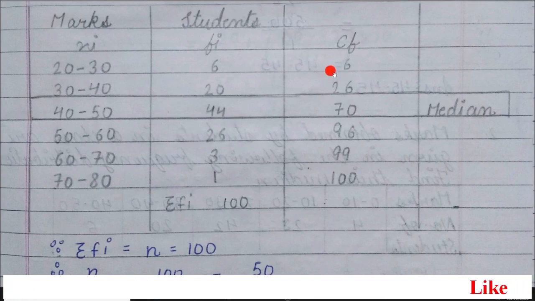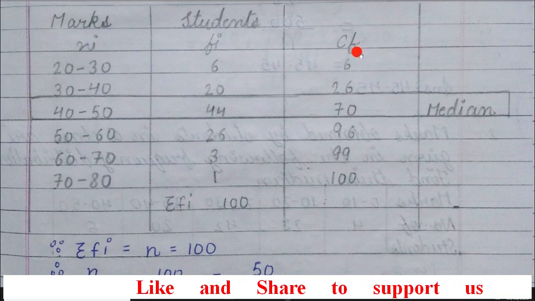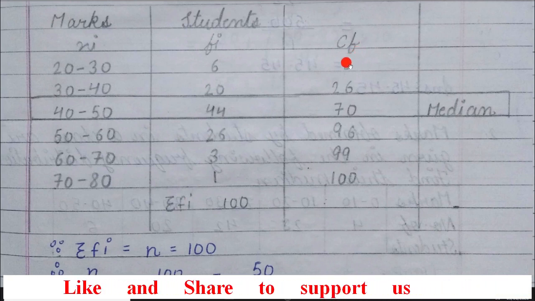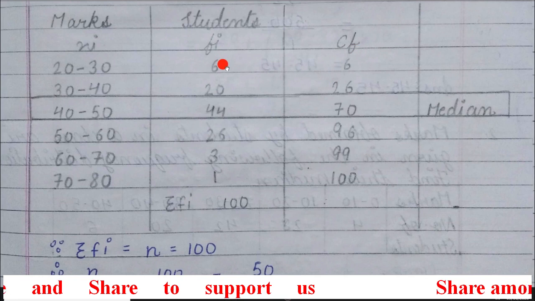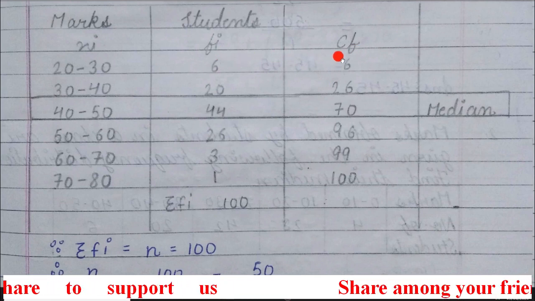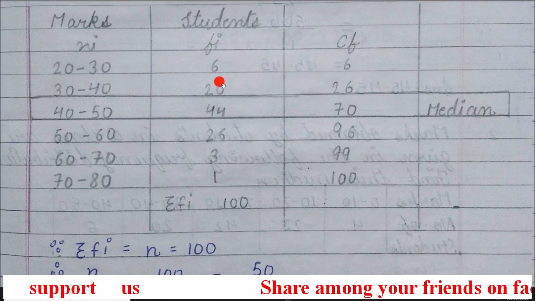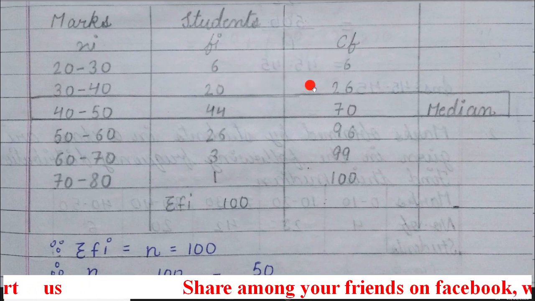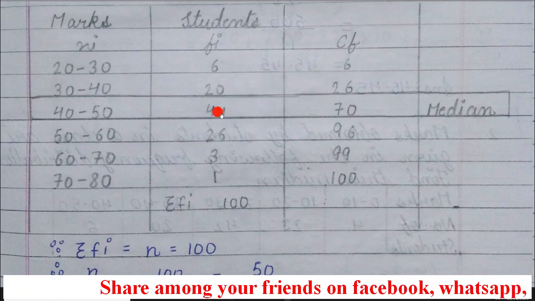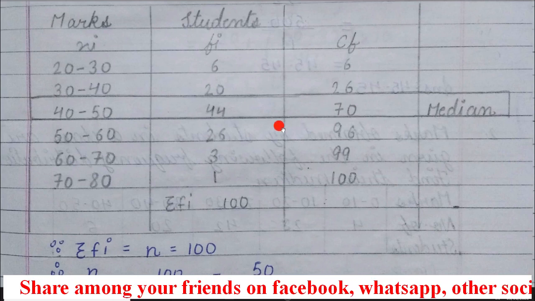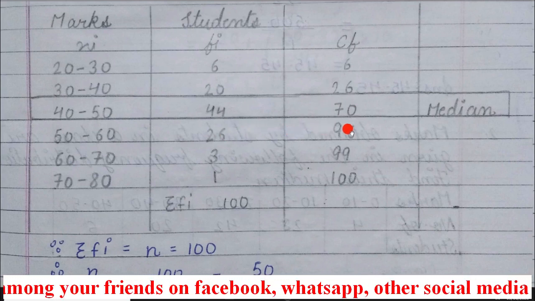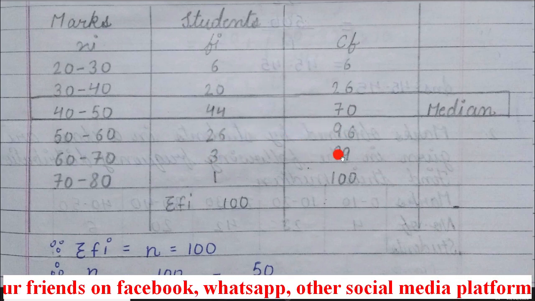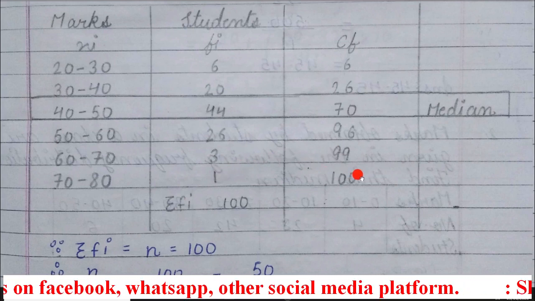Now the third column, that is of cumulative frequency. As I mentioned in my previous video, CF means cumulative frequency, which we have to find out by adding the subsequent frequencies of the frequency column. So first we'll write down this 6 as it is, then 6 plus 20. So 6 plus 20 is 26, then 26 plus 44 is 70, then 70 plus 26 is 96, then 96 plus 3 is 99, then 99 plus 1 is 100.